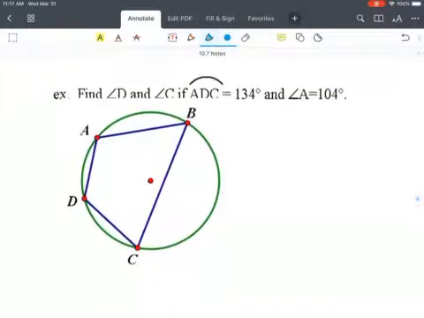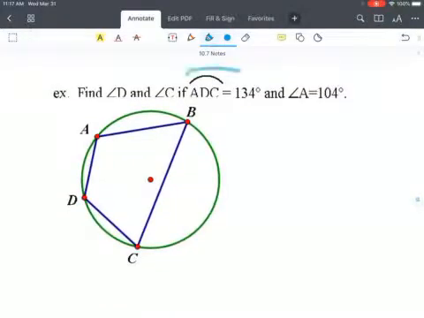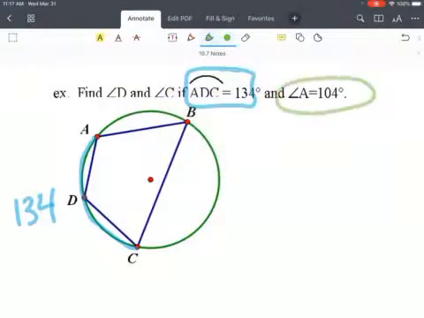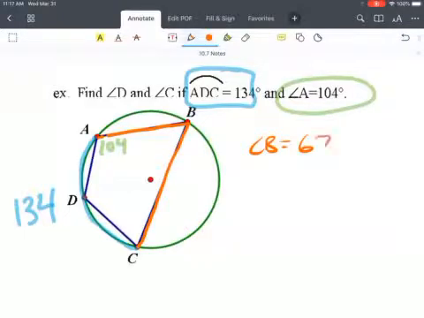So first example looking at this, if we first off mark the fact that ADC is 134 degrees, and then also we mark the fact that angle A is 104. And we're looking for the measure of the other angles within this quadrilateral. Well, first off, this angle B is an inscribed angle that corresponds to the arc of 134. So B is equal to half of that 134. So angle B equals 67 degrees.